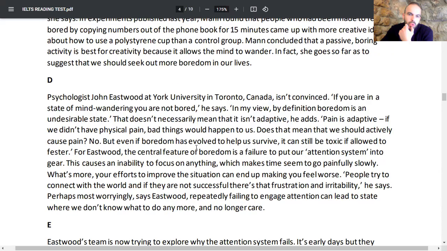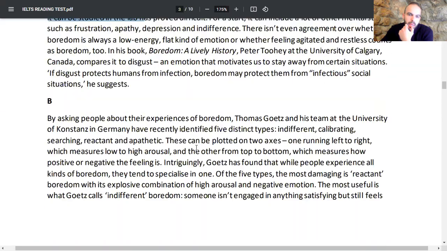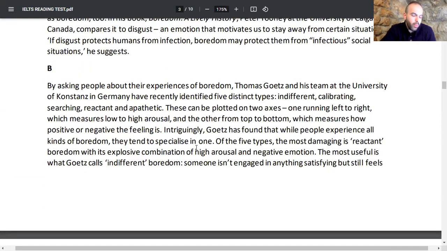Now let's move to paragraph B. If you read paragraph B very well, you would find the sentence: by asking people about their experience of boredom, Thomas Goetz and his team at the University of Constance in Germany have recently identified 5 distinct types: indifferent, calibrating, searching, reacting, and apathetic.